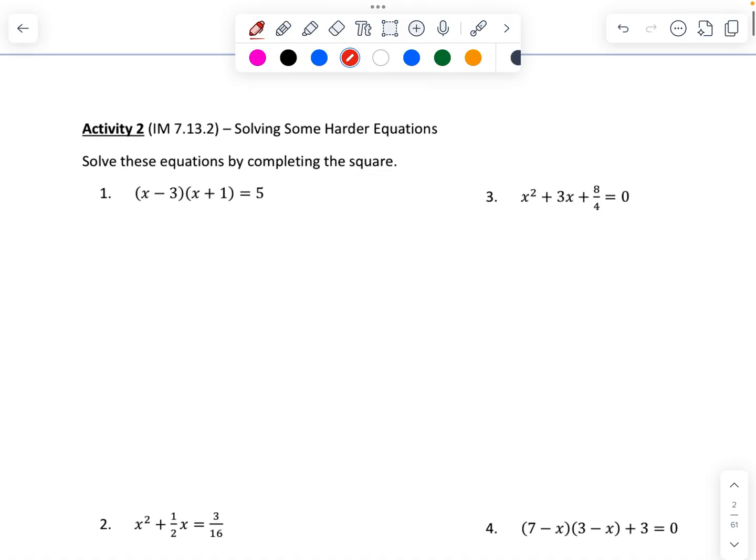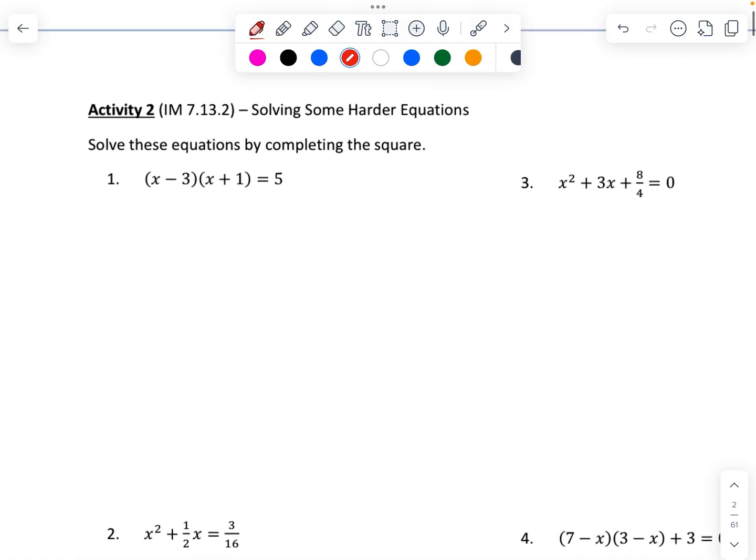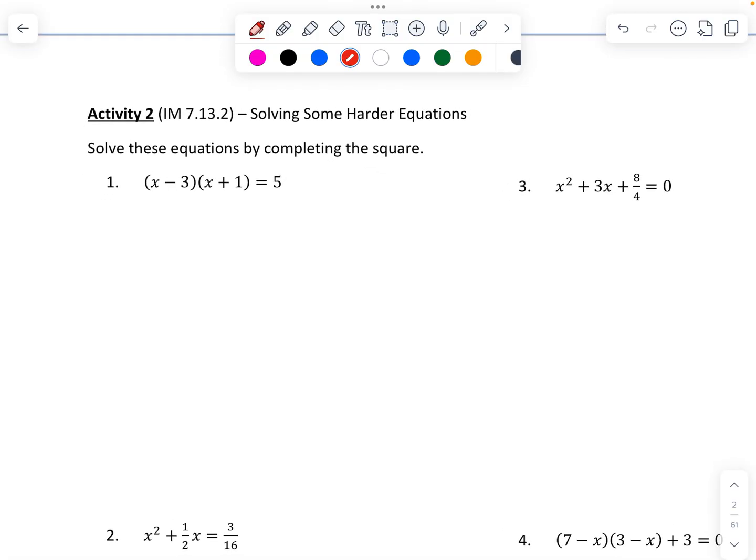All right, activity 2 is very similar, except just a little bit harder. So we're going to be completing the square, same thing. But let's first change this to a factored form. So we get x squared minus 2x minus 3 equals 5. So x squared minus 2x will be equal to 8. And so we're going to be adding 1. We get that because that's negative 2 divided by 2 squared.